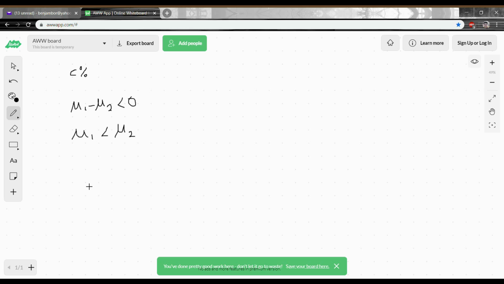If our confidence interval contained only positive values, that means that the difference of mu1 minus mu2 was exclusively positive. That means that mu1 is always greater, the mean of 1 is always greater than the mean of 2. The third point is the C% confidence interval contains both positive and negative values, just like we had in that example. In this case, we cannot, at the C% confidence level, conclude that either mu1 or mu2 is larger.